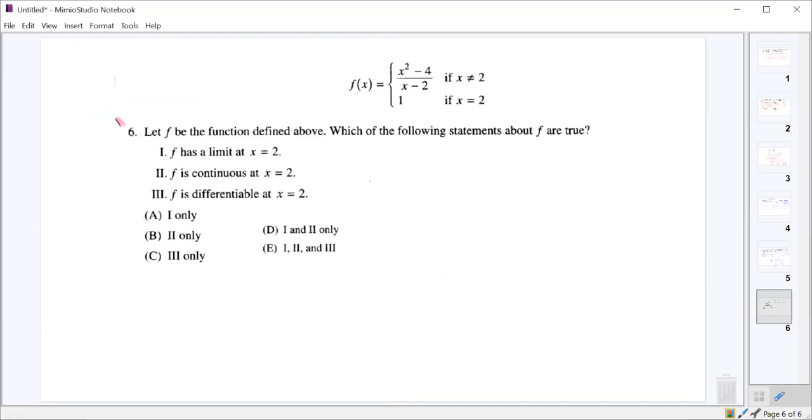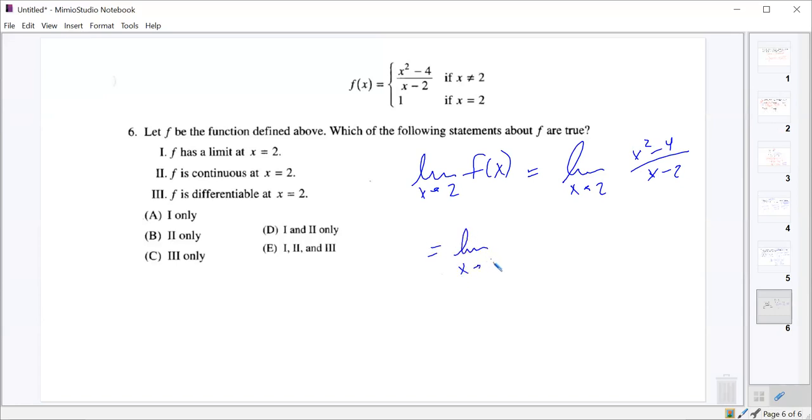Well, we should be able to figure that out pretty easily. Just look for the limit as x approaches 2 of f of x. And as we approach 2, it's not this value of 1. It's the x squared minus 4 over x minus 2. So that's the limit as x approaches 2 of x squared minus 4 over x minus 2, which is 0 over 0. So you can either factor and cancel, or you can use L'Hopital's rule. Doesn't really matter. And you end up with 4. So does it have a limit at x equals 2? Yes. So anything that doesn't include number 1, we can get rid of. So it's either A, D, or E.